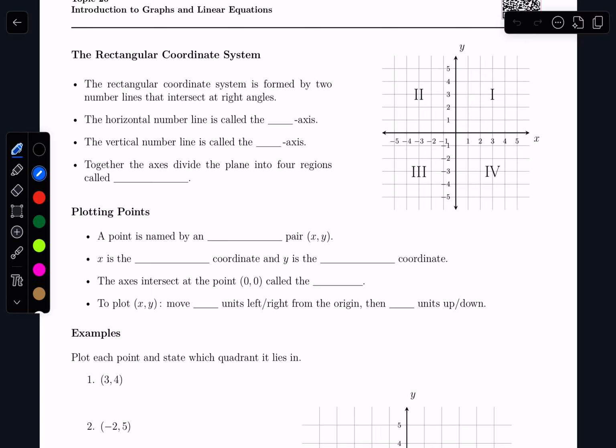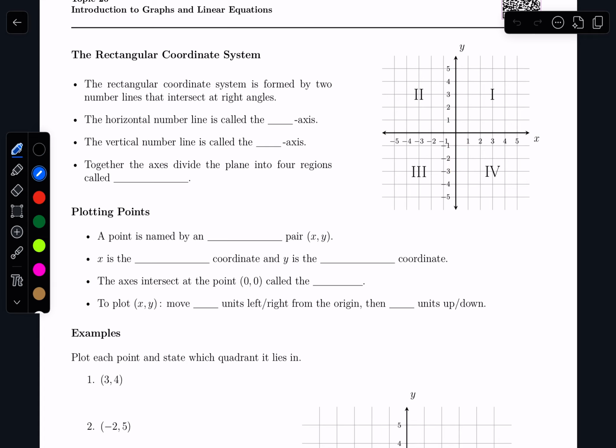This is what allows us to graph points and represent data in a visual graphical manner. The rectangular coordinate system is formed by two number lines that intersect at right angles. So you can see the y-axis is this vertical number line, and the x-axis is this horizontal number line. When it says they intersect at right angles, notice it looks like an addition symbol, a plus sign, where there is a box, a 90-degree angle where these intersect.